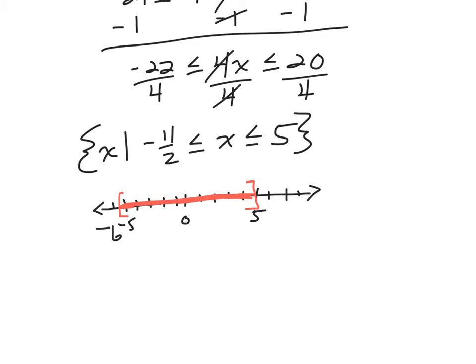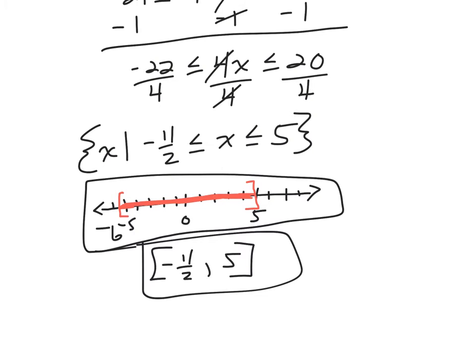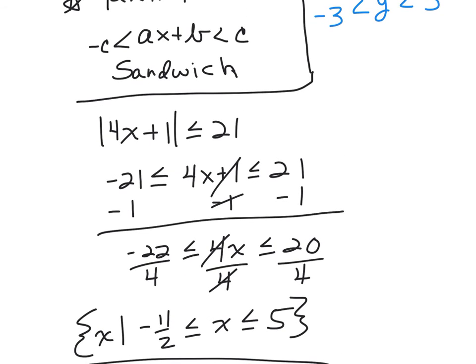And in interval notation, that'd be negative 11 halves with a bracket and 5 with a bracket. So what does that mean? It means any number including negative 11 halves and between negative 11 halves and 5 and including 5, any number you pick on that interval and substitute in the original problem would make it hold true. Any number outside of that interval would not hold true.